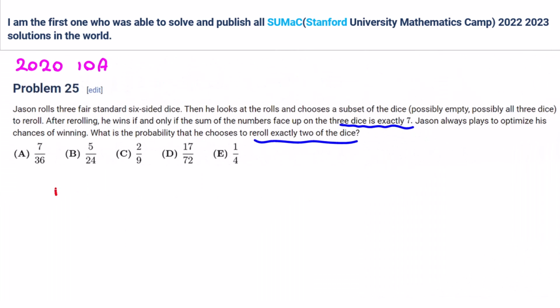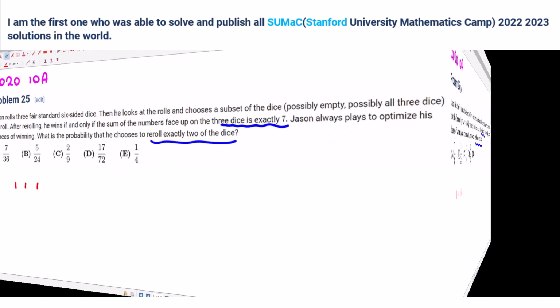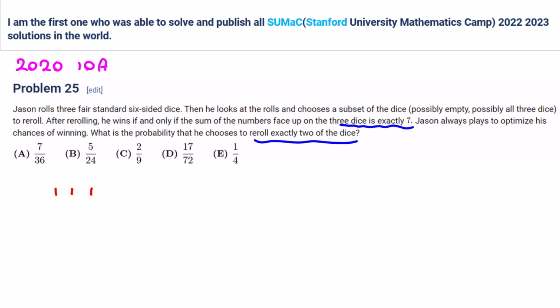Let's check some examples. For example, if we have 1, 1, 1, it's better to reroll how many dice? If you have 1, 1, 1, then it's better to reroll 1 dice. So let's check. If you reroll 1 dice, what's the probability to reach 7? It's 1 over 6, because we should only reach 5.